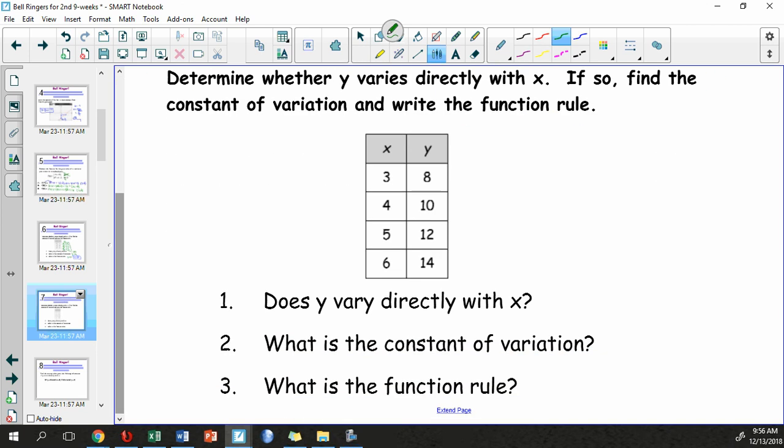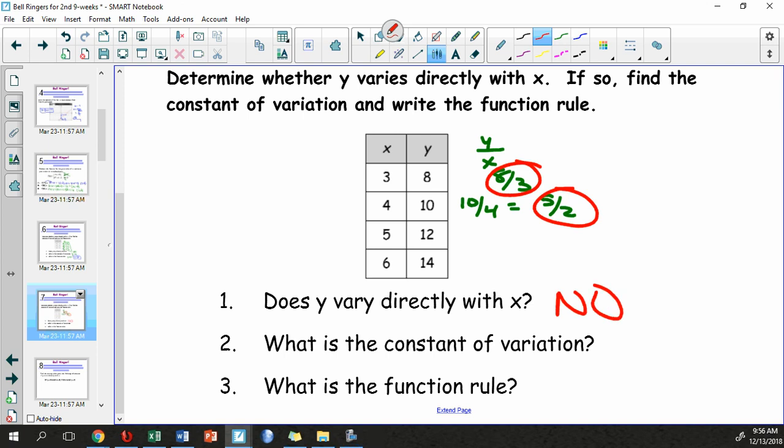Okay, so again, same concept. I'm going to take y over x. So 8 over 3, 10 over 4 reduces down to 5 over 2. Because these immediately do not match, this is no, it does not vary directly with x. And what is the constant of variation? I don't have one. And therefore, what is the function rule? Again, none.